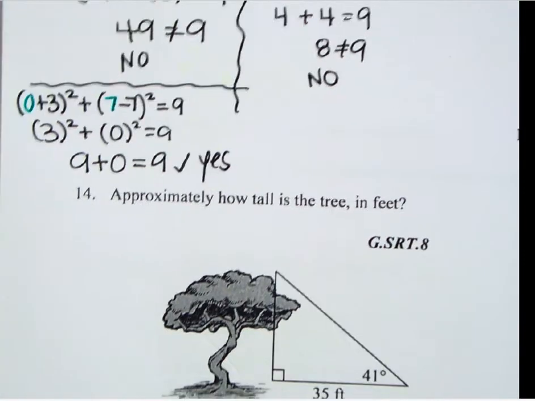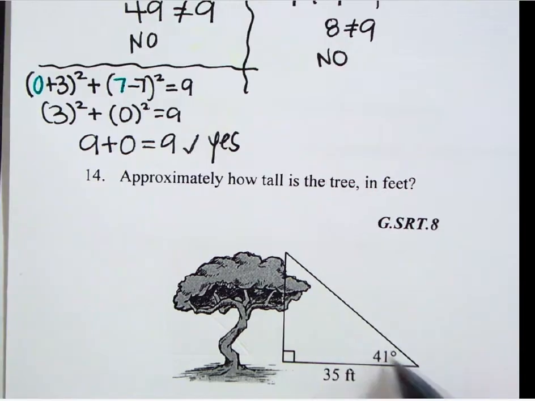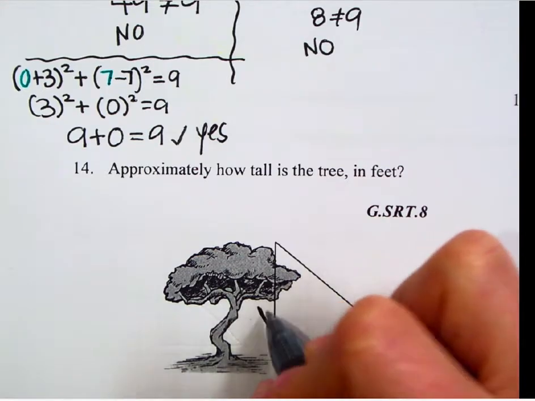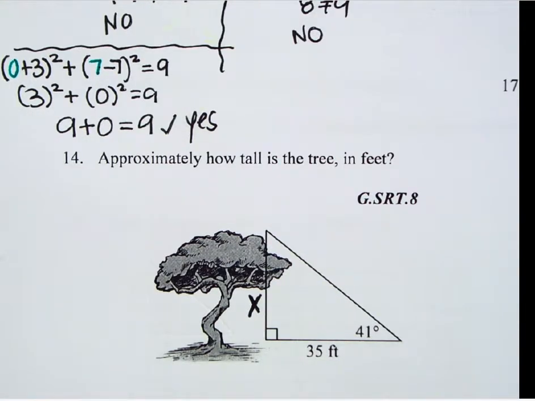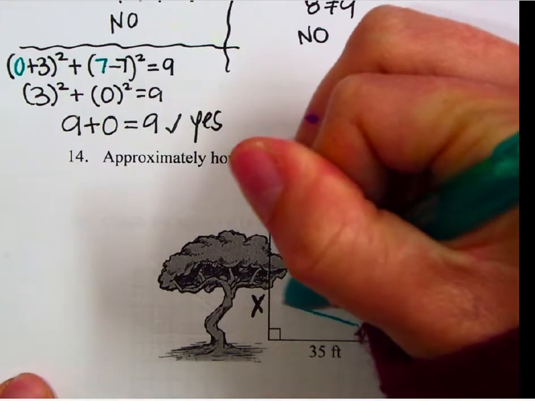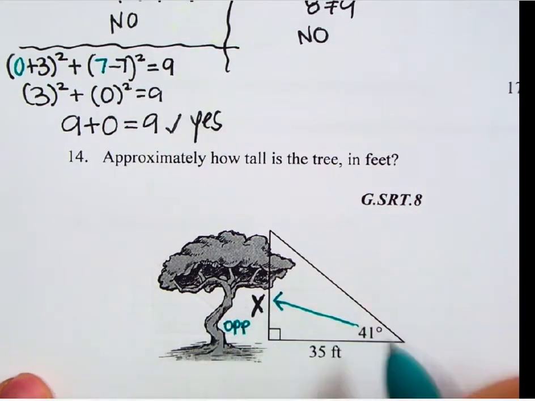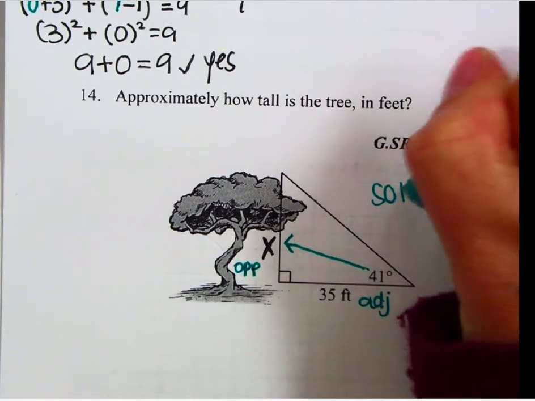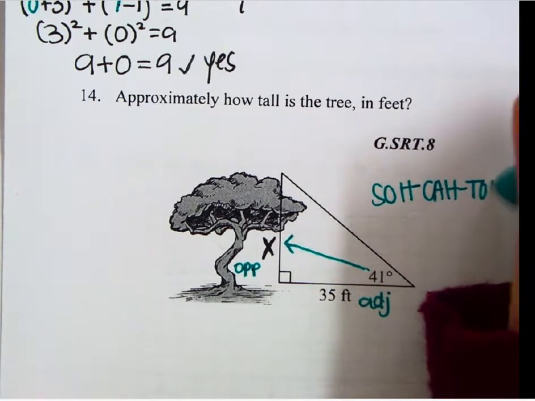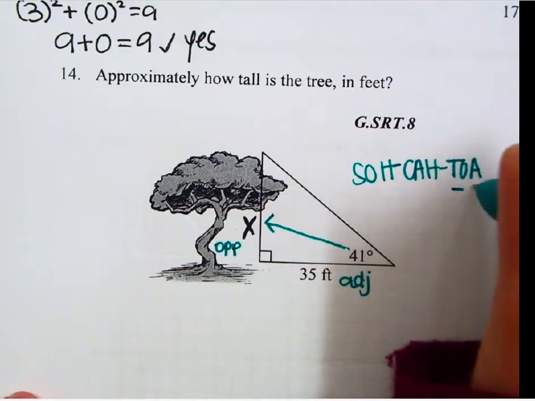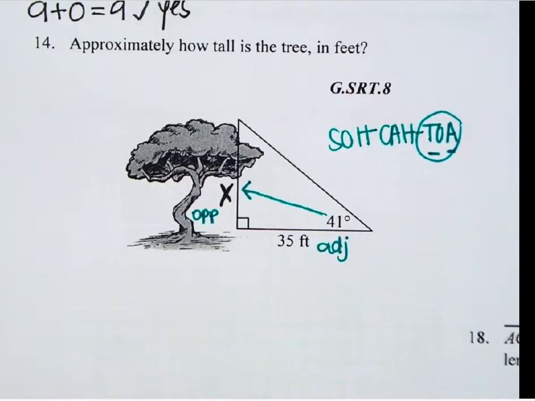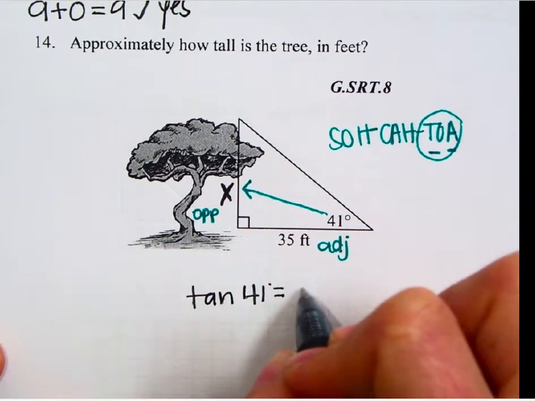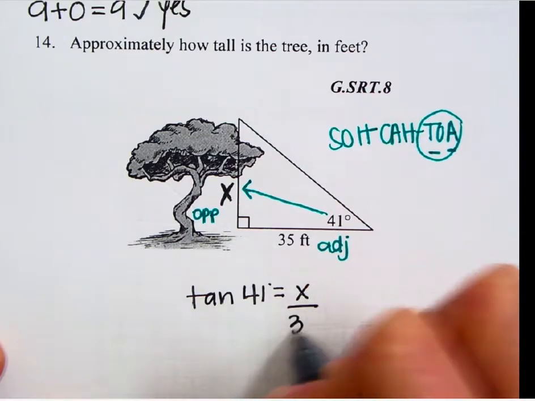Number 14 is asking us approximately how tall is the tree. So we have this triangle drawn with the given angle and the given distance from the tree. So I'm going to put an X right here in my right triangle to have my visual. From the given angle, I'm looking to find the opposite leg, and I'm given the adjacent leg. So opposite and adjacent, if we remember our trig functions, and SOHCAHTOA, the mnemonic device that helps us remember, opposite and adjacent would be for our tangent function. So tangent 41 degrees is equal to opposite over adjacent.